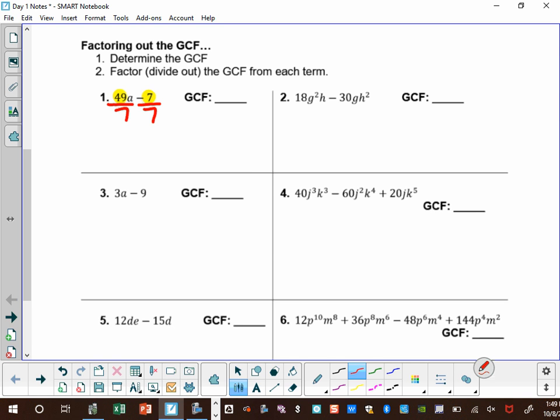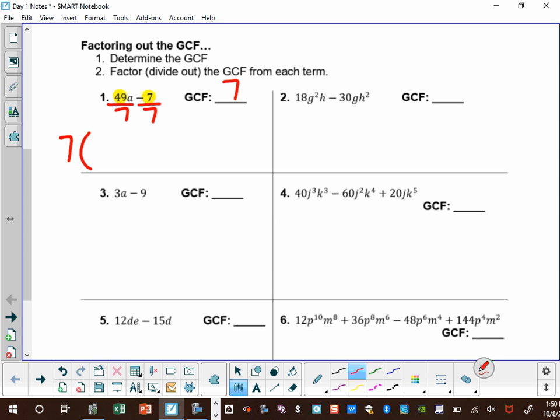So I'm going to write down 7, and I like to put it over both, or under both. We also have to look at if I have a common letter in each one. I have the letter A with 49, but does the number 7 have a letter? No. No, so my GCF is just going to be 7.